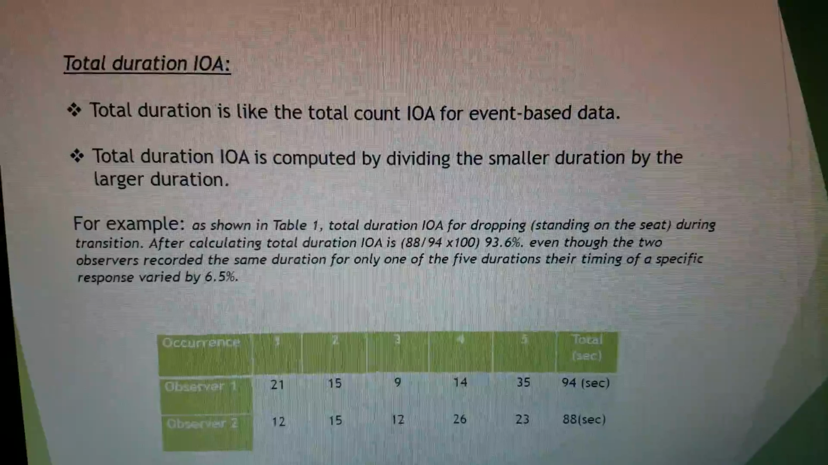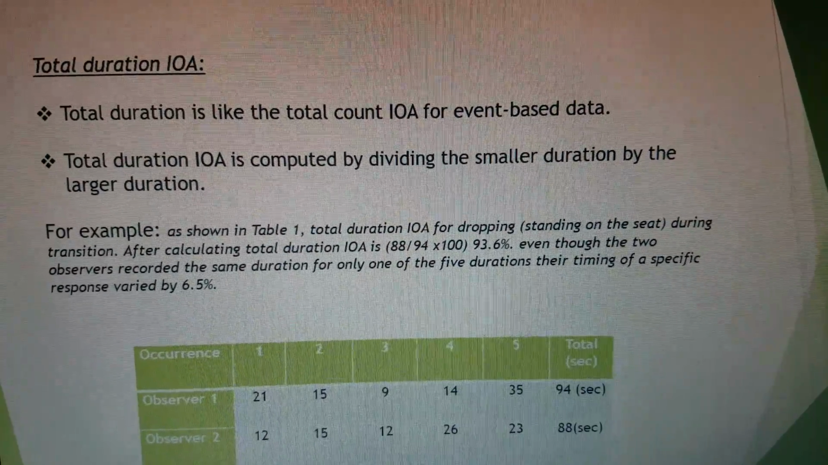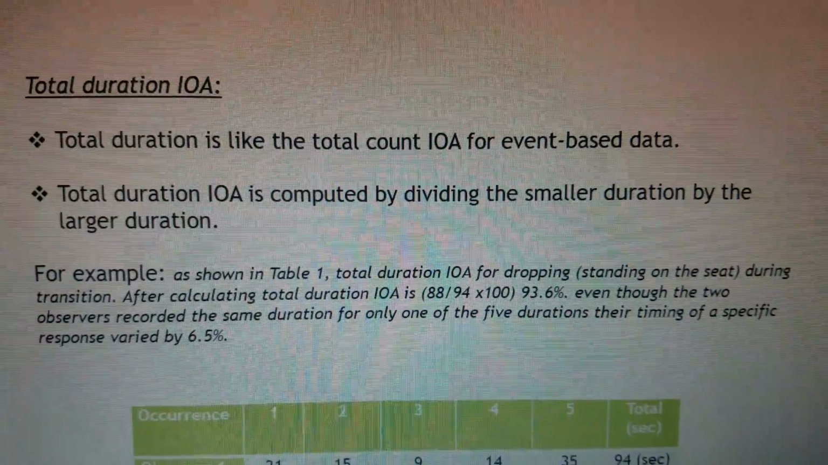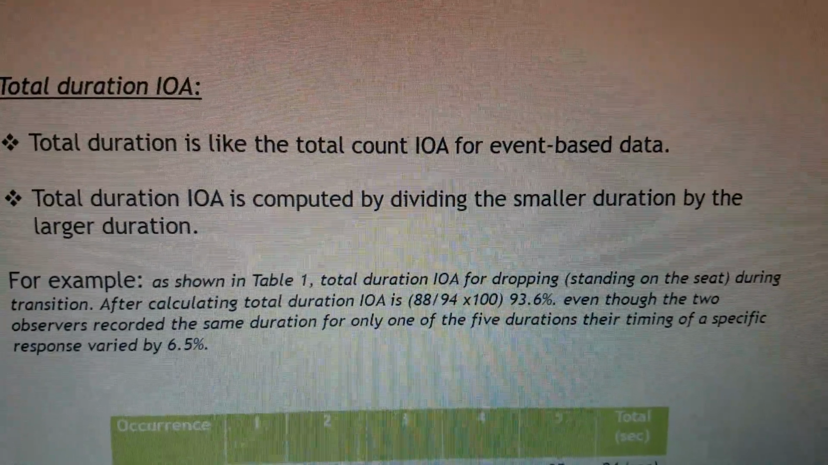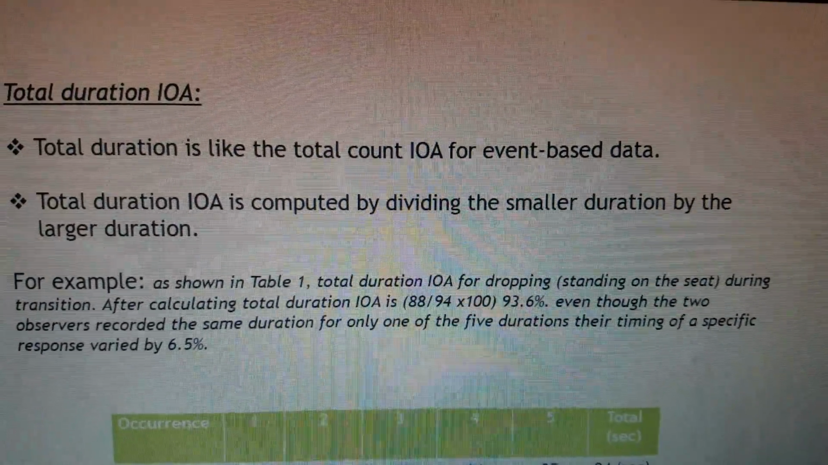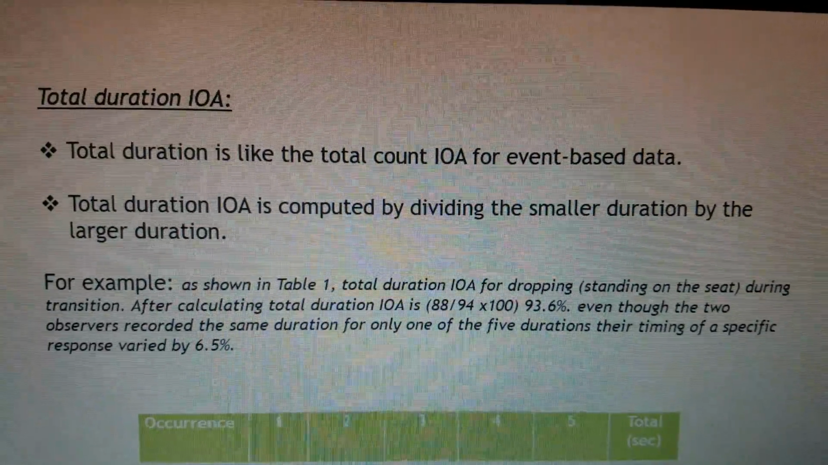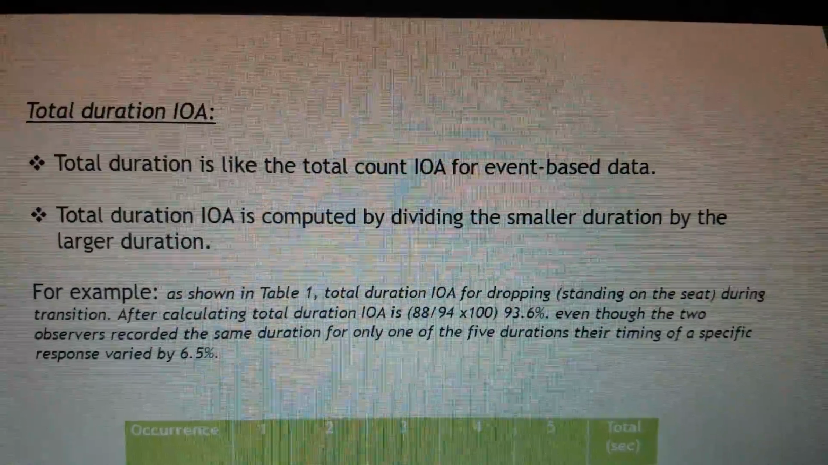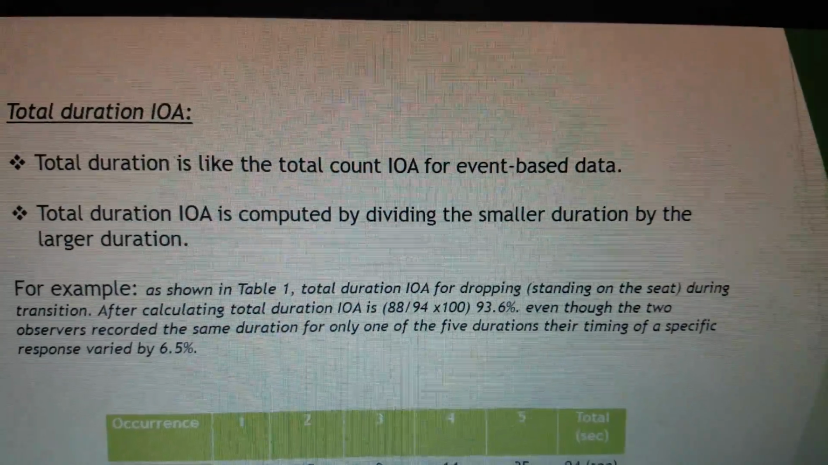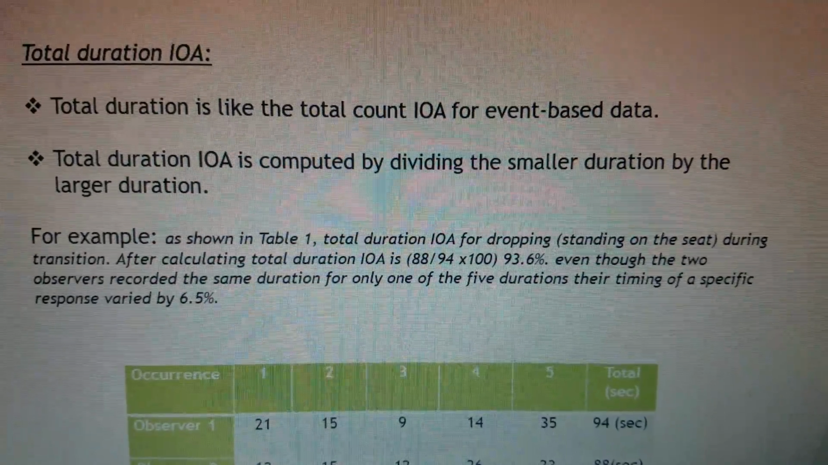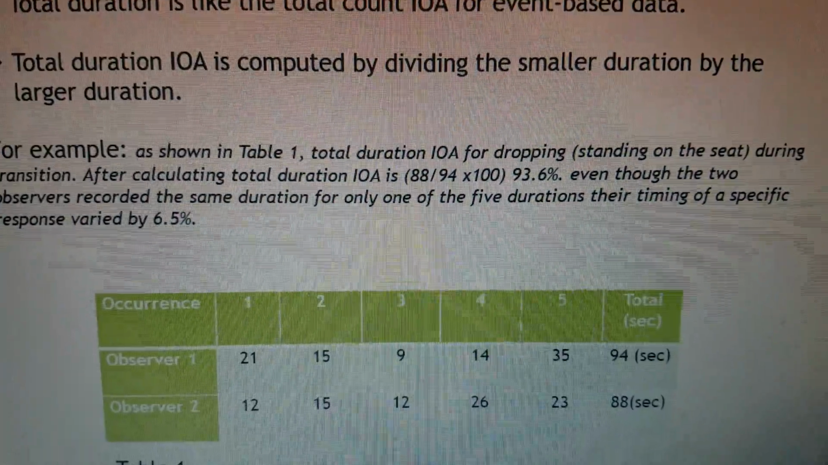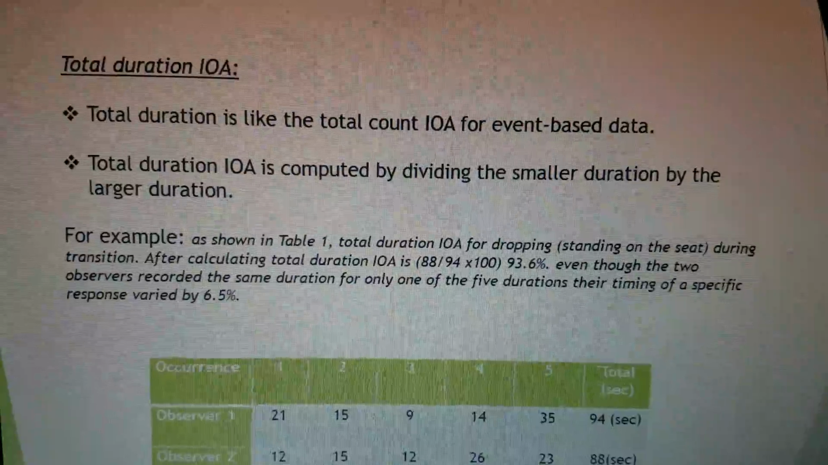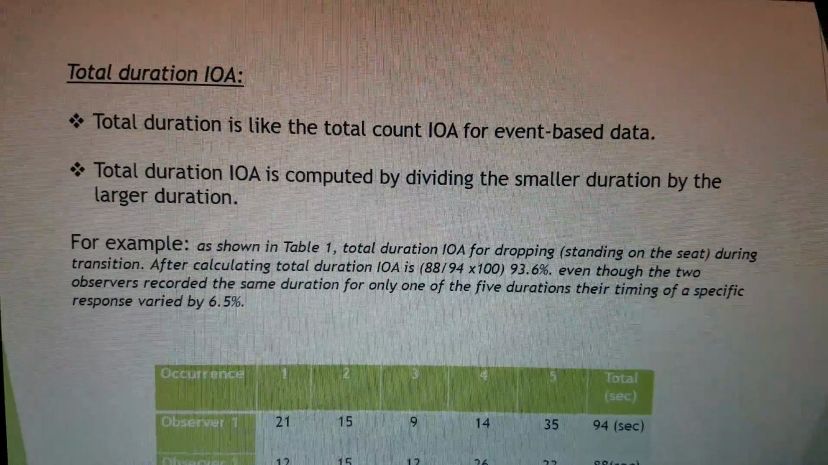So let's talk about total duration. What is the total duration? Total duration is like the total count IOA for event-based data. Total duration IOA is computed by dividing the smaller duration by the larger duration, and the result is going to tell us for how long the student was exhibiting certain behaviors that we're trying to track.